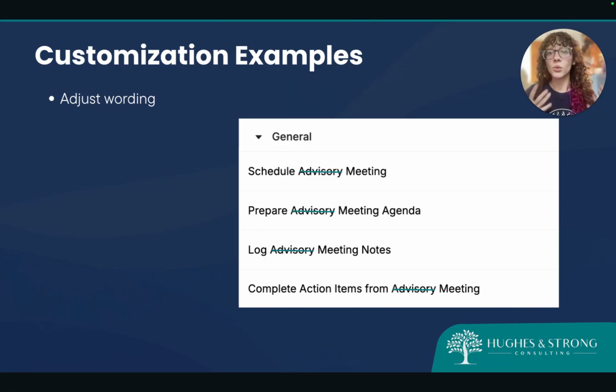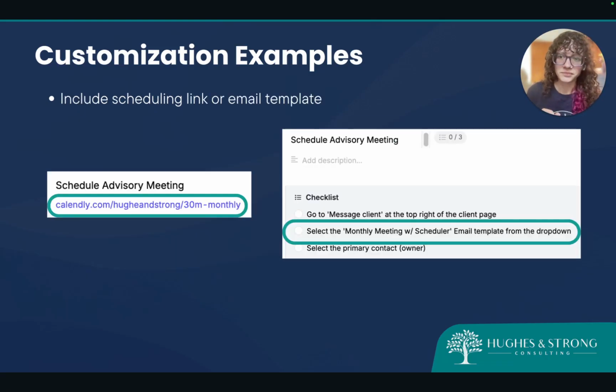So write it in the verbiage or the tone that you would normally use here if you were writing it yourself. So if you don't use advisory, change out that word. Another example is trying to make this easier for the next step. So if, for example, scheduling that advisory meeting, if I'm going to have to go look for that link that I need to send, let's just drop that in the task so I don't have to go hunting around in Calendly or whatever I use to go find that.